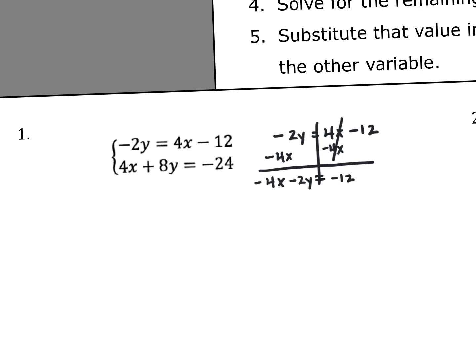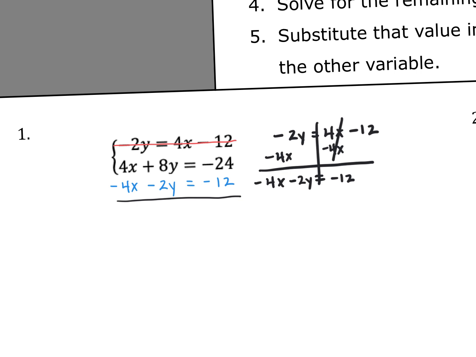Okay, so this one we no longer have, this top one. I'm just going to put a little strike through it. So we no longer have this one right here. Instead, we have what we just made, that negative 4x minus 2y equals negative 12. So now I'm going to put that right under my 4x plus 8y equals negative 24. So I'm going to say minus 4x minus 2y equals negative 12. Okay, I'm going to get my equals bar under there.